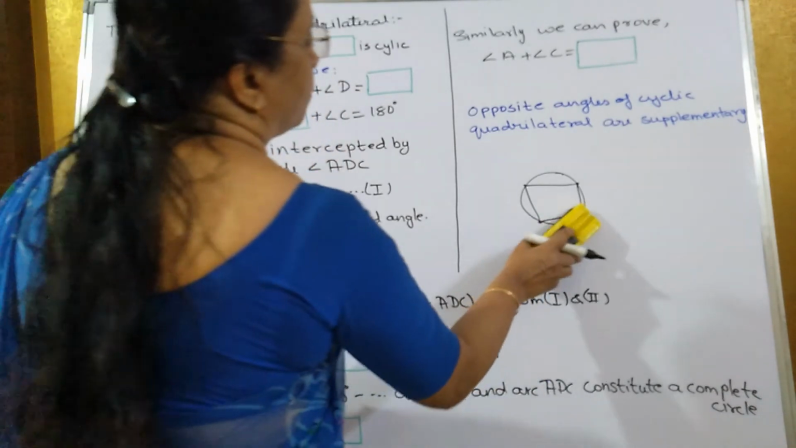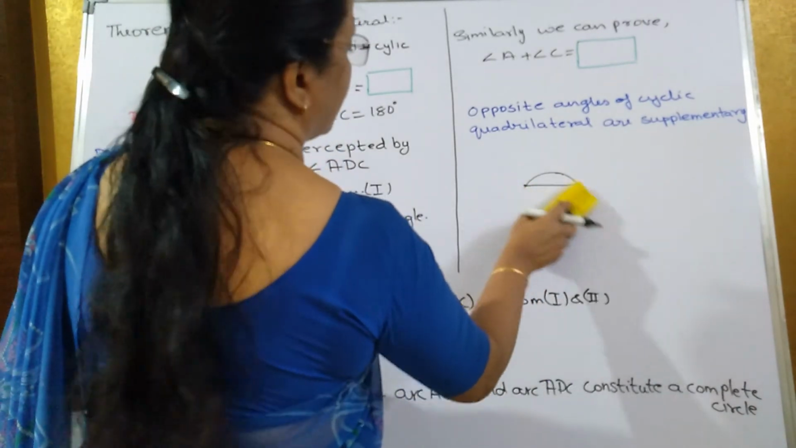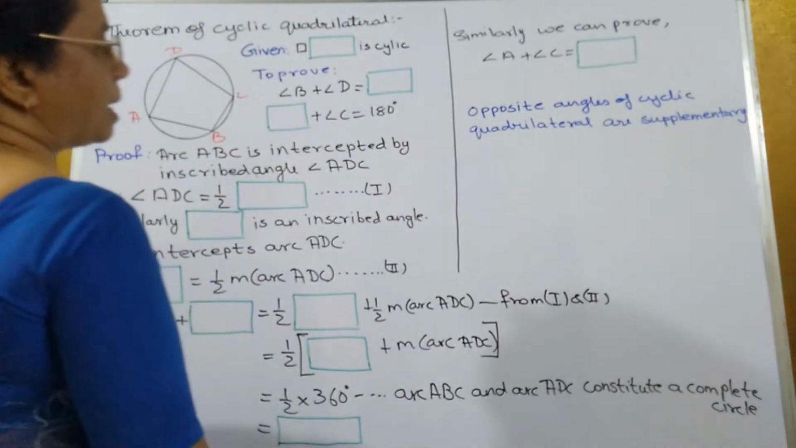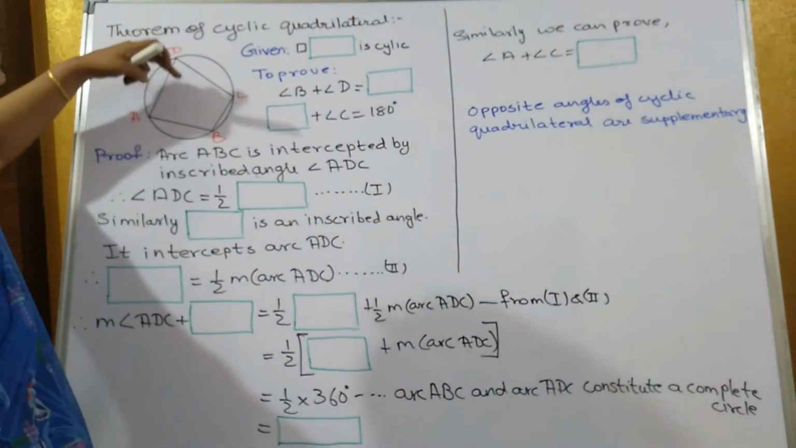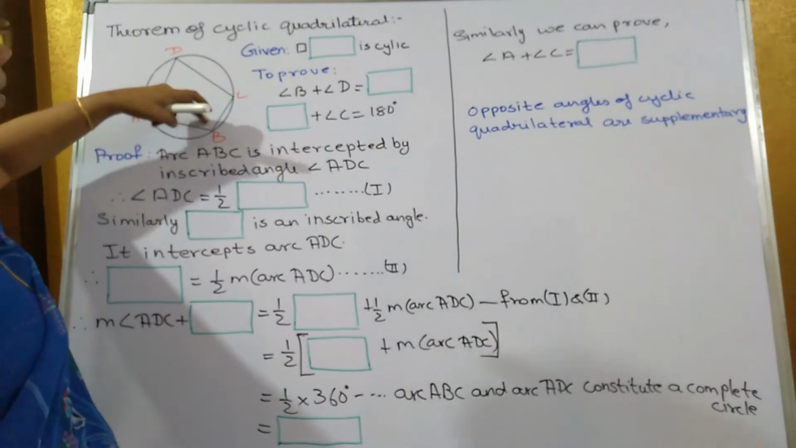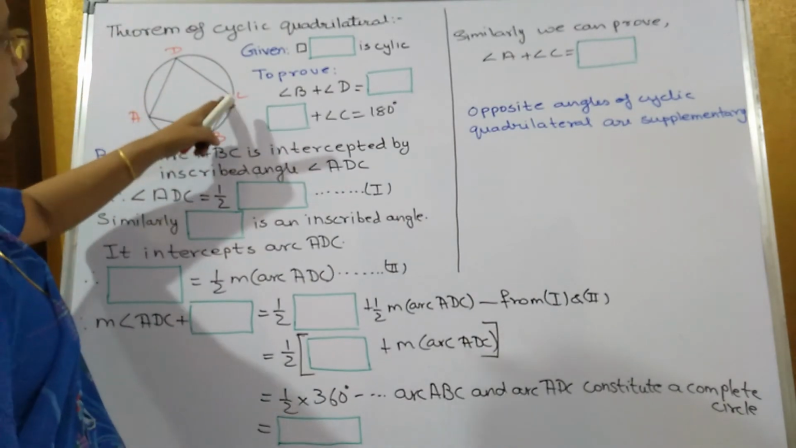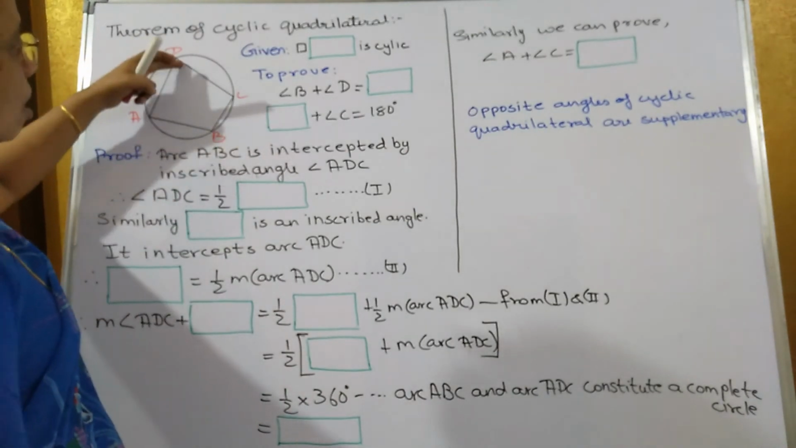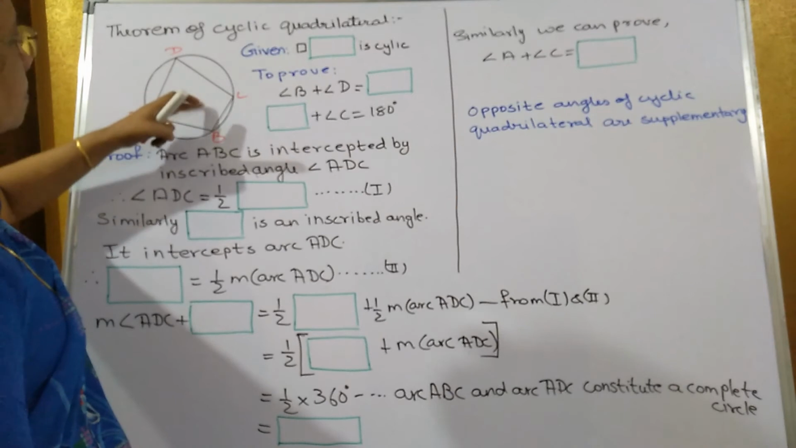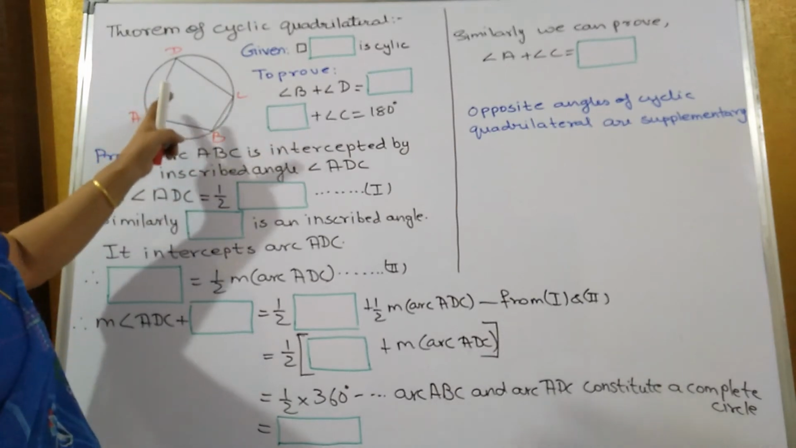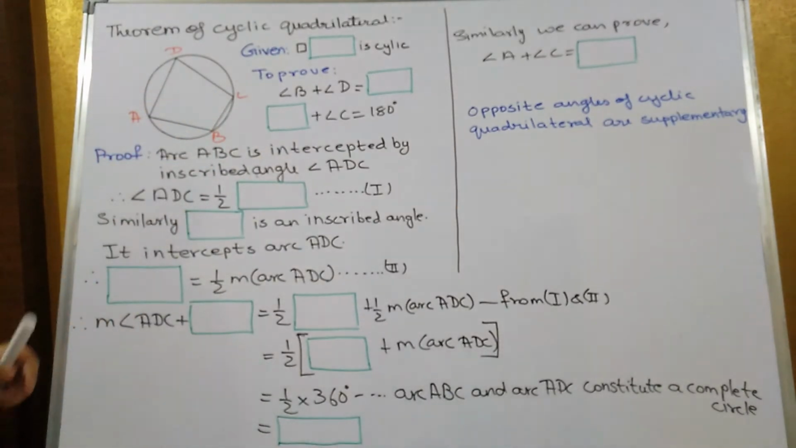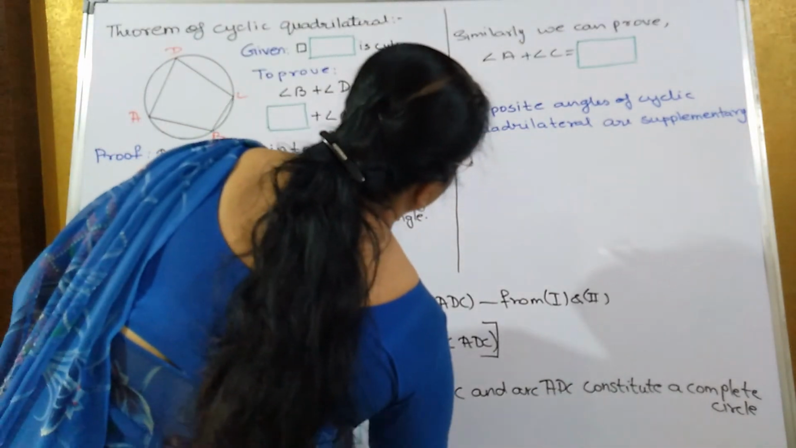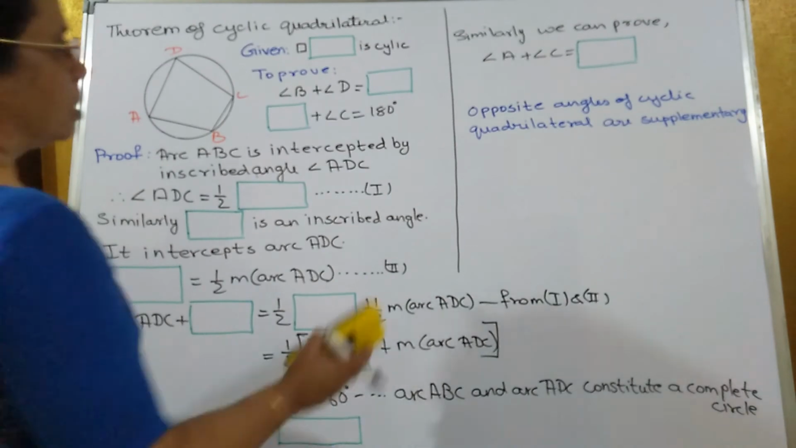Now theorem of cyclic quadrilateral, what is that? That opposite angles of a cyclic quadrilateral are supplementary. That means angle D and angle B together will be how much? 180 degree, and angle A plus angle C will also together be 180 degree. So opposite angles of a cyclic quadrilateral are supplementary. So that is the name of this theorem. Now we will prove this theorem.